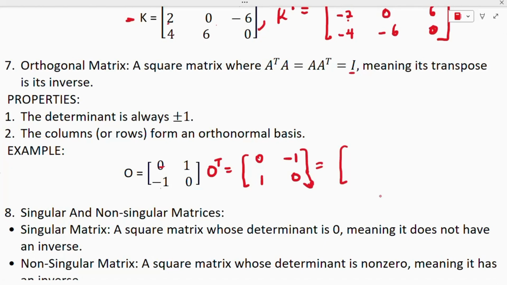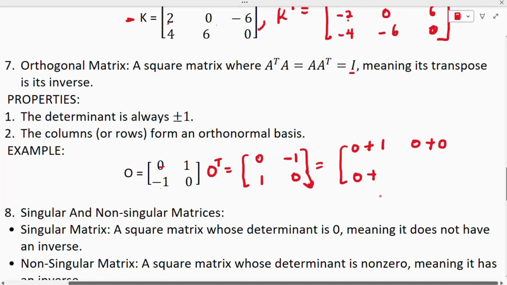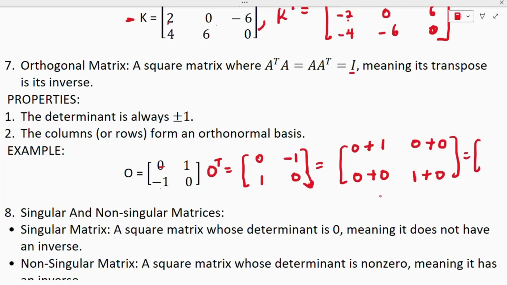Matrix. Okay, so 0 multiply 0 is 0, plus 1 multiply 1 is going to give us 1. 0 multiply negative 1 is 0, plus 1 multiply 0 is 0. Negative 1 multiply 0 is 0, plus 0 multiply 1 is 0. Negative 1 multiply negative 1 is going to give us positive 1, plus 0 multiply 0 is 0. So this is equal to 0 plus 1, 1, 0 plus 0, 0, 0 plus 0, 0, and 1 plus 0 is 1.